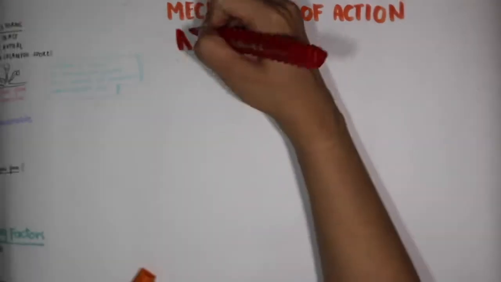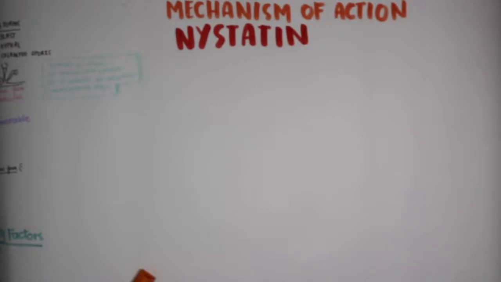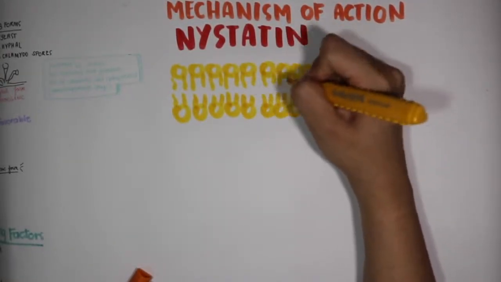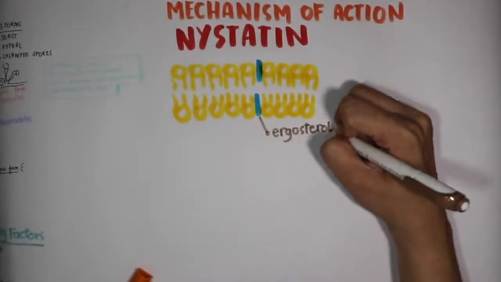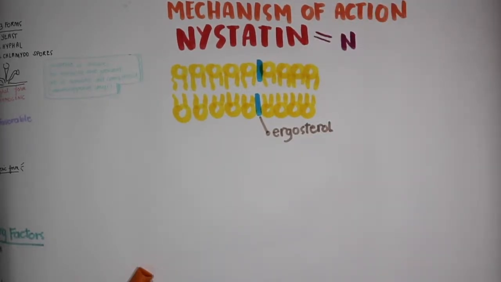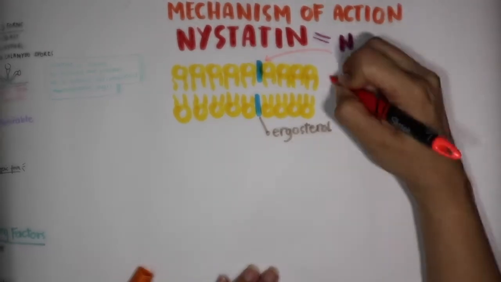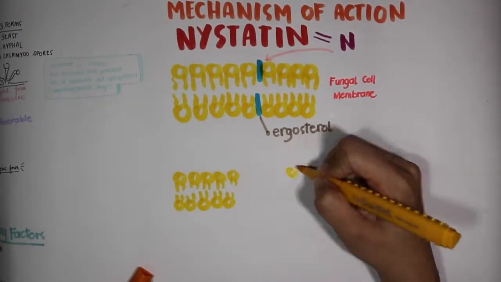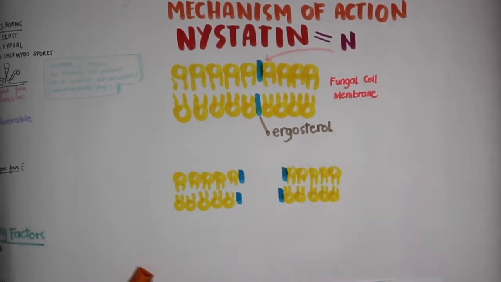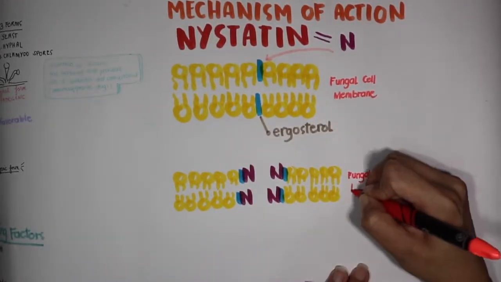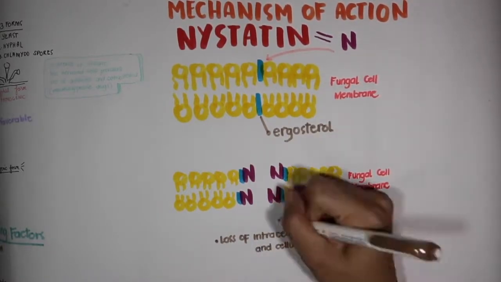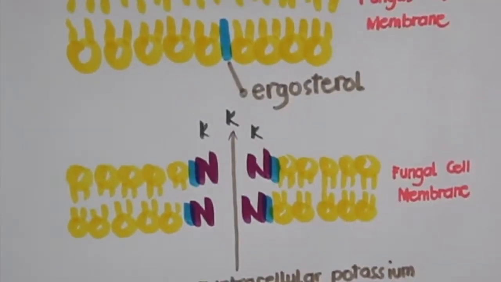The drug of choice for this condition is nystatin, and its mechanism of action is this: the cell membrane of a fungal cell has the so-called ergosterols, which nystatin has greater affinity to, compared to the human cell membrane sterols. The binding of nystatin and ergosterol impairs the membrane integrity of the fungal cell, resulting in loss of intracellular potassium and other cellular contents.